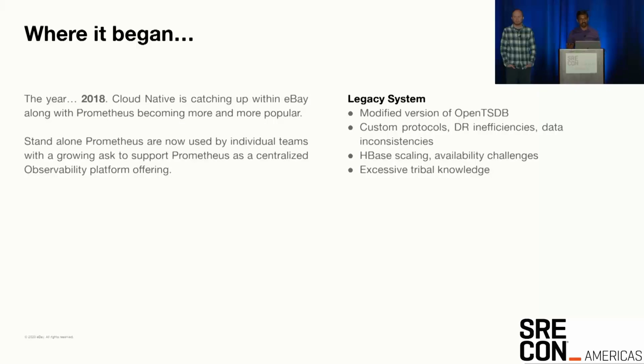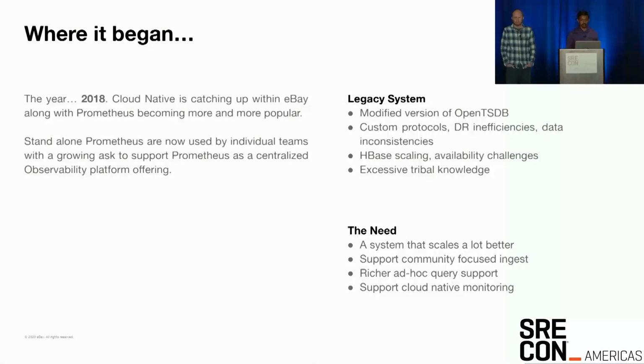There were DR inefficiencies, data inconsistencies. One example is that we used to run an active-active stack, which means that sometimes data might be there in one of the stacks that's not there on the other one. We had scale issues with HBase, availability challenges again with HBase, and it was a massively complex platform that we had to run, which had years of tribal knowledge baked into it. A new person to learn the platform was not a straightforward task.